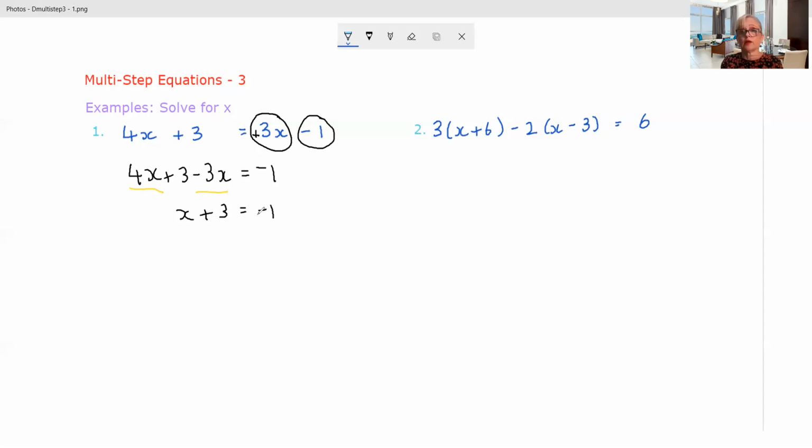Now we're quite lucky, we've only got one thing to undo. How do we undo adding 3? Well, we subtract 3. So x is -4. We can check that we're right.